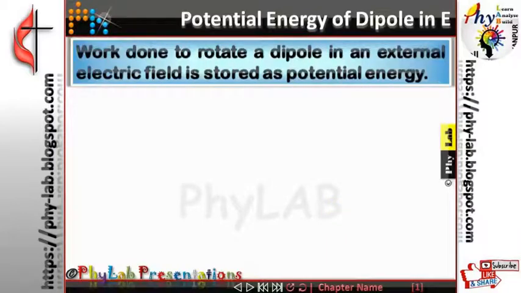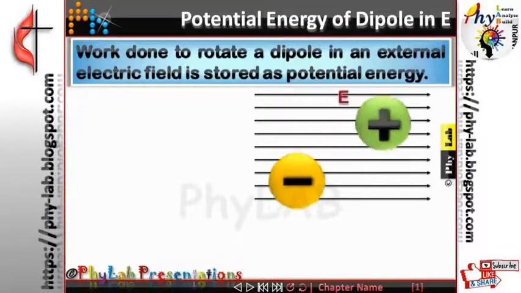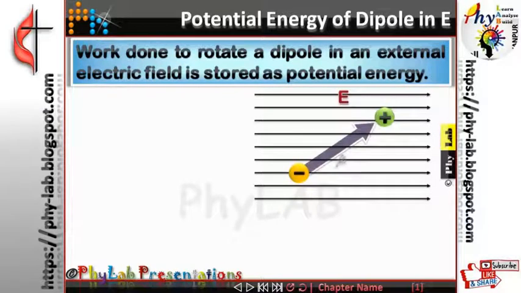Friends, in this video you will learn about the work done in rotating a dipole when placed in a uniform electric field, and thereby we will derive the expression for the potential energy stored inside a dipole when it is placed in any uniform electric field. So friends, whenever a dipole is placed in any electric field, now the question comes, what is a dipole?